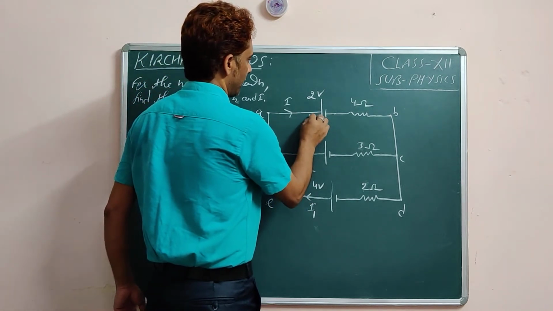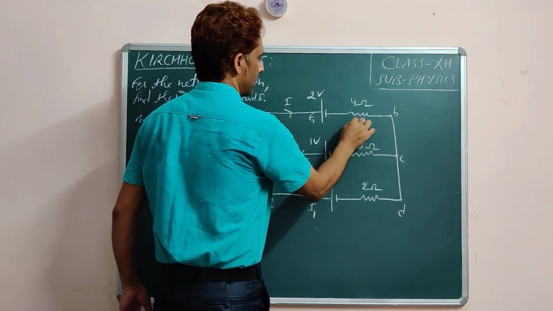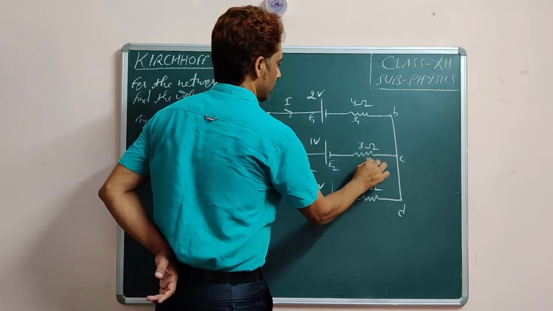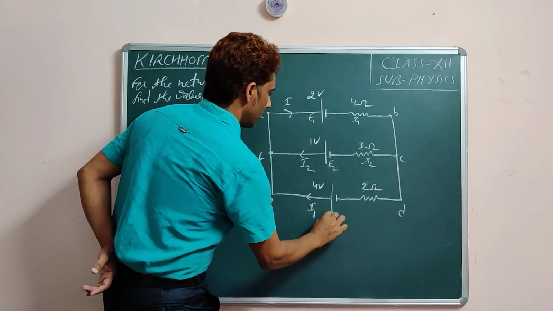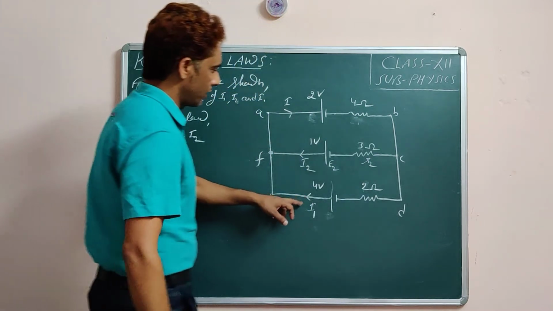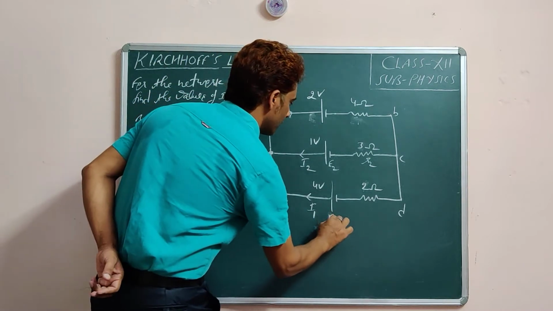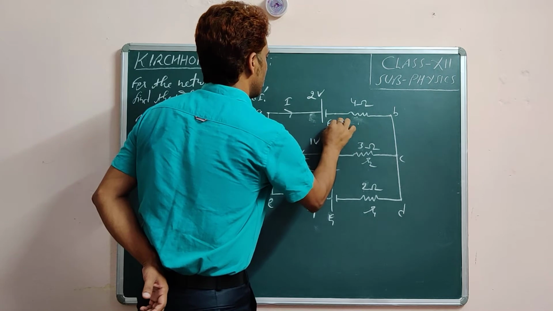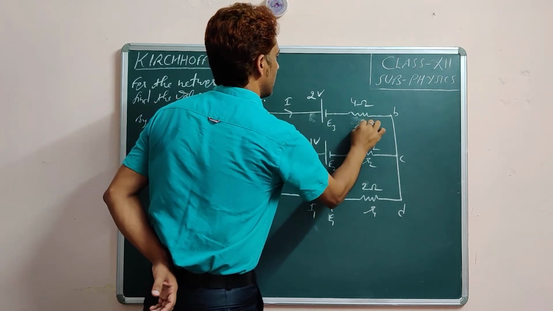So let me name these as E1, R1, E2, R2, E3, R3, since I have taken this as I1.